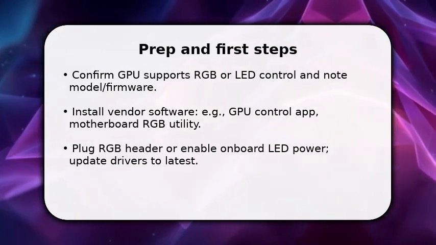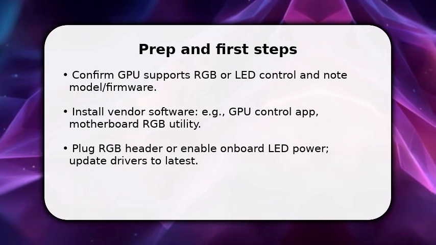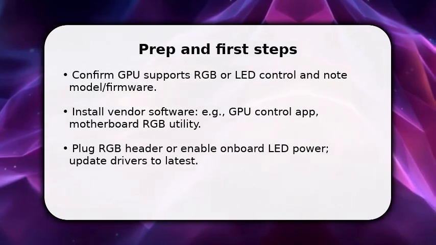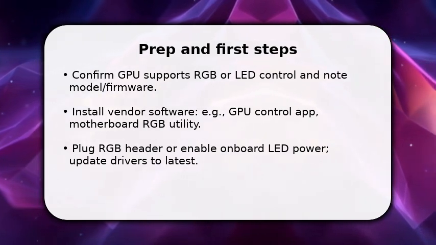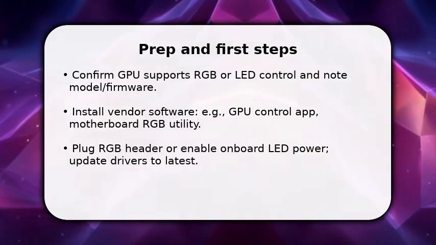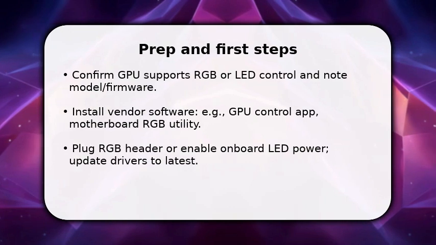Next, connect any RGB header or enable onboard LED power in BIOS if needed, because software won't detect unpowered lights. Once done, restart the PC, so the control app initializes with the correct hardware and permissions.